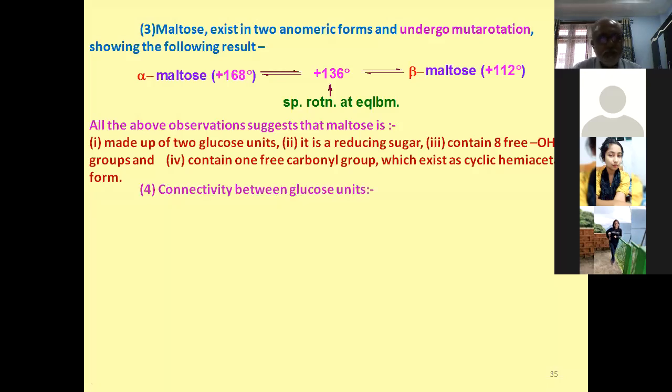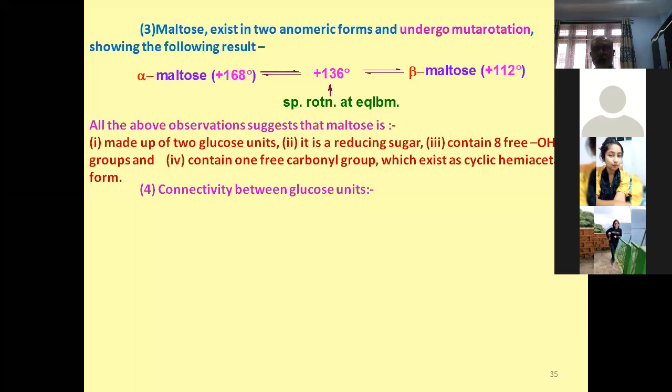Okay, let us come here. Now, after that, what we have to see is the connectivity between the glucose units. In the previous case, we have seen that there are two glucose units. This is what is established. One of the glucose units has one free aldehyde group. The other one we don't know. At least one has a free aldehyde group. That is why we see all these properties.